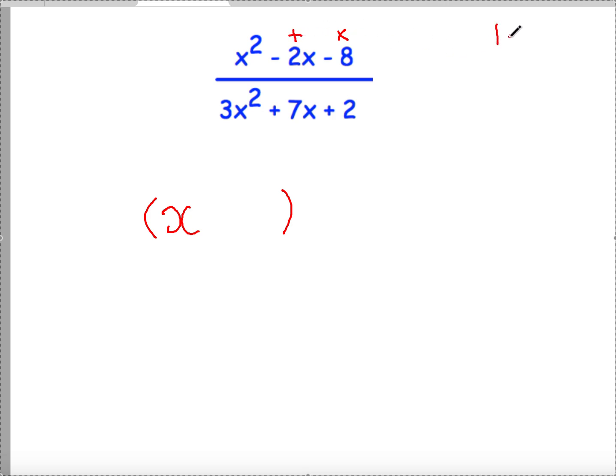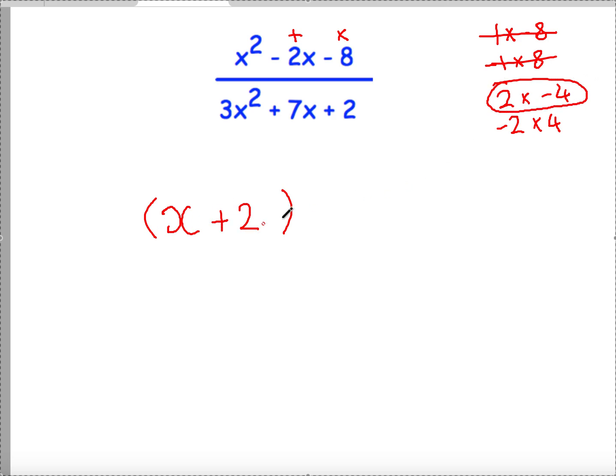So if you think about your factors of -8, you've got 1 multiplied by -8, -1 multiplied by 8. Do either of those add to -2? No, it's not going to be those two, is it? Okay, so then we've got 2 times -4 and also -2 times 4. Do either of those add to -2? Yes, they do. It's this combination, isn't it? So I'm going to have x plus 2, and then I'm also going to have x subtract 4.